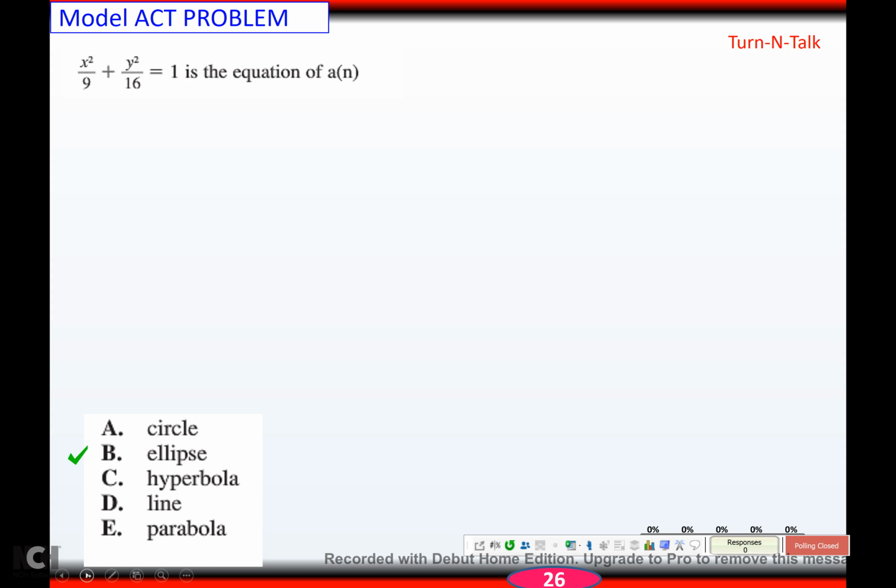Alright, and hopefully you got an ellipse. Again, when this side is 1, there's a good chance that it's either an ellipse or a hyperbola. Check though, circle would mean these have to match. They don't, so it's not. It's not a line because it's more than 1 degree, and it's not a parabola because both letters are squared. And then you just have to remember, if it's plus, it's an ellipse. If it's minus, it's a hyperbola. So this one would be an ellipse.